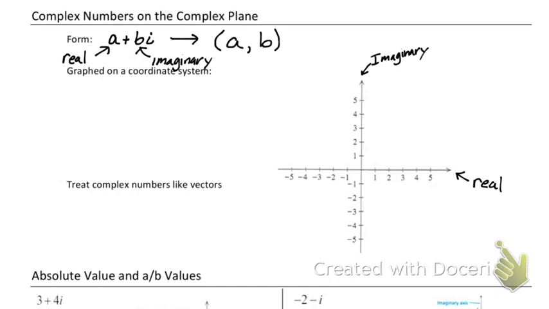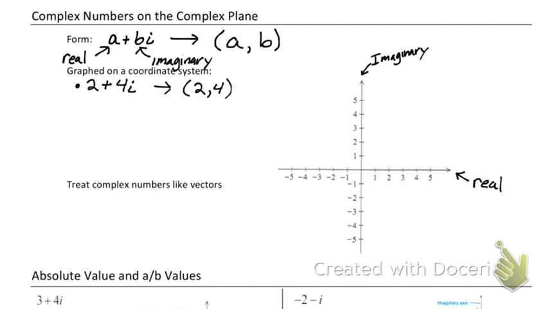Well, let's get some points we can actually plot on this. So we're going to graph these on the coordinate system. So the first one we're going to graph is 2 plus 4i. 2 is my real, so 2 would go on my real axis and 4 would go on my imaginary axis. In other words, if it makes it easier for you, you could change this to the point (2, 4).